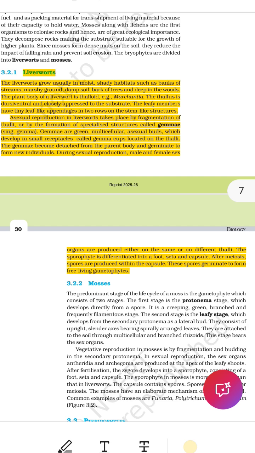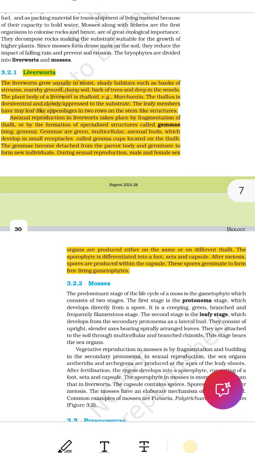Here is a great, deep, and simple summary of everything about liverworts, written in the easiest language with extra detail, like teaching a total beginner. What are liverworts? Liverworts are very small green plants. They are part of a group called bryophytes, which also includes mosses. They are non-flowering plants and don't have true roots, stems, or leaves.